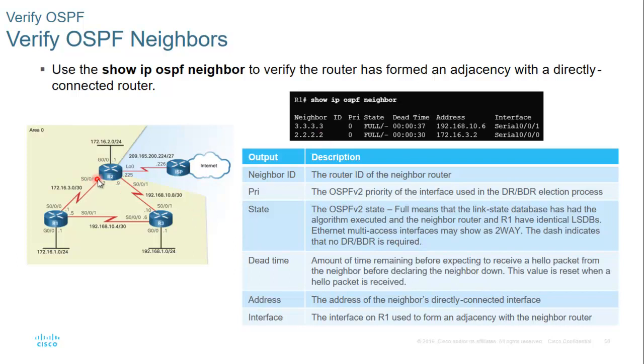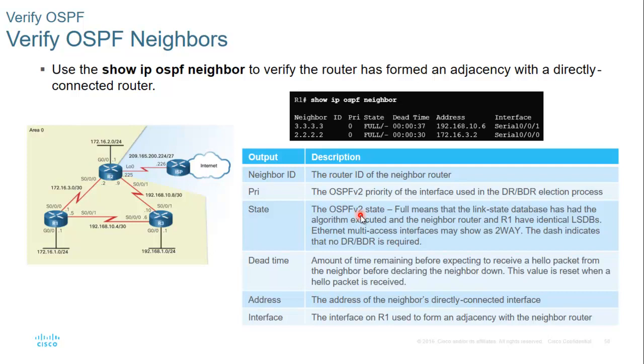We have changed router 2 to 2.2.2.2 and the router ID for router 3 has changed to 3.3.3.3, and this is the router ID. Priority here is the priority of the interface to be used in the DR-BDR election process. In this case, both of them have the same priority. State is the different state that the router is in. The state here is the OSPF version 2 state. Full means that the link state database has had the algorithm executed. The neighbor router and R1 have identical LSDBs.